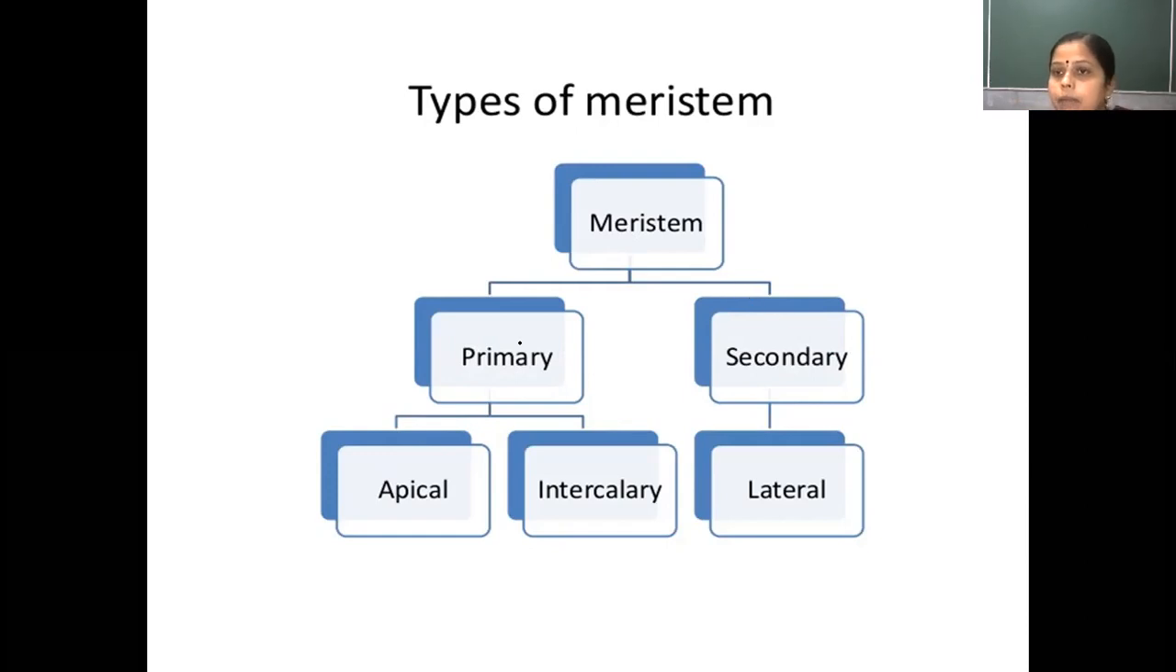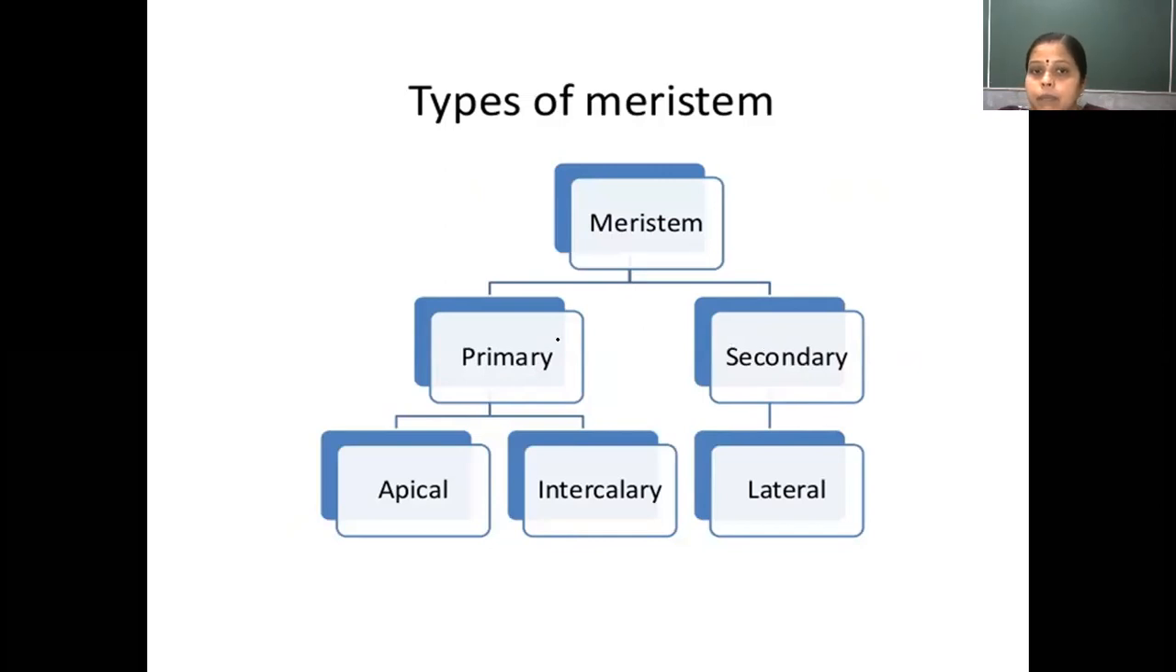Okay, so what is primary meristematic tissue? The meristematic tissue which develops in the early part of the plant life is called primary meristem. Whereas the tissue which develops in the later part of the plant life is called secondary meristem. First develops, we will call it primary meristem, and secondary meristem is that which develops in the later part of the plant growth.